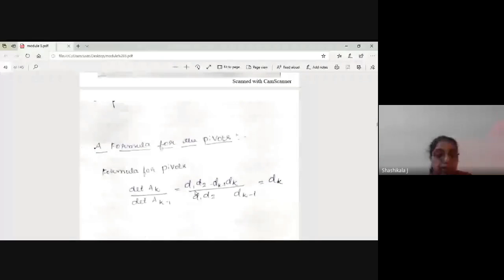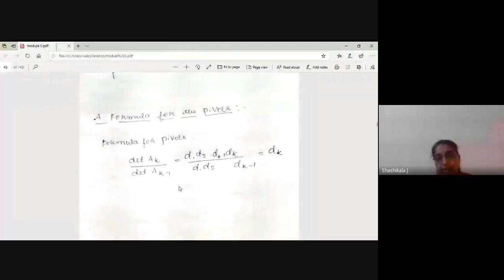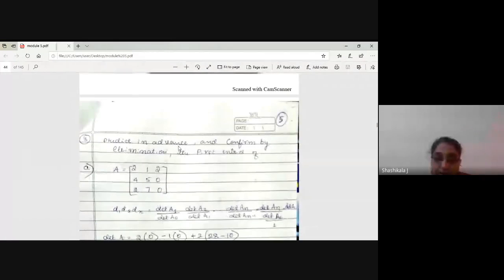This is one more formula to find the pivots. You know what the pivot elements are. You know how to find the pivots. The next formula for the pivots is this one: determinant of Ak divided by determinant of Ak minus 1. I will show you with an example. Predict in advance and confirm by elimination what the pivot entries of this matrix are.